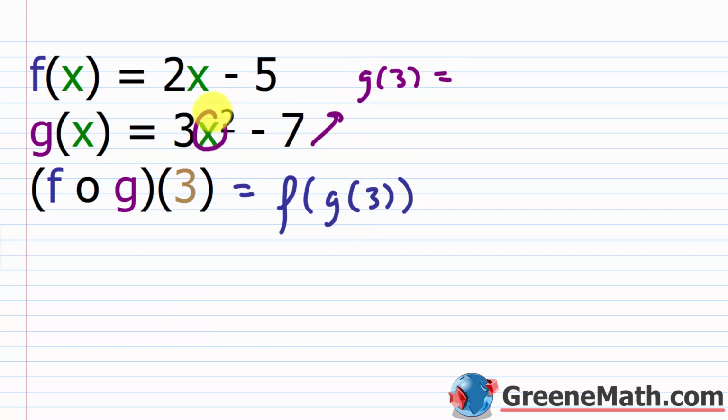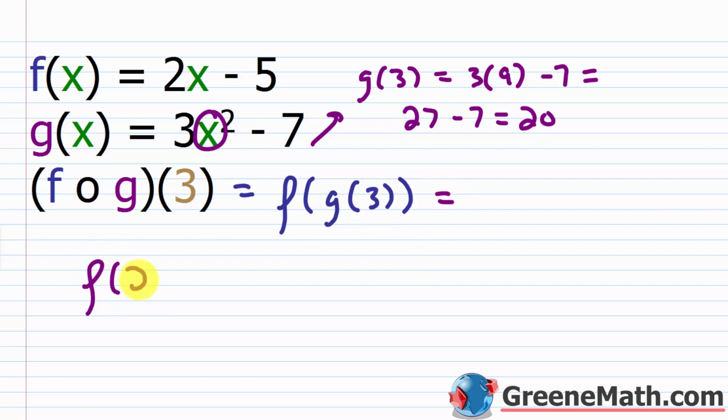Just plug in a 3 for x there. 3 squared is going to be 9, so you'd have 3 times 9 minus 7. 3 times 9 is 27, and 27 minus 7 is 20, okay? So g of 3 here is 20. So really what I have is f of 20, okay? Because g of 3, the result is 20. So what is f of 20?